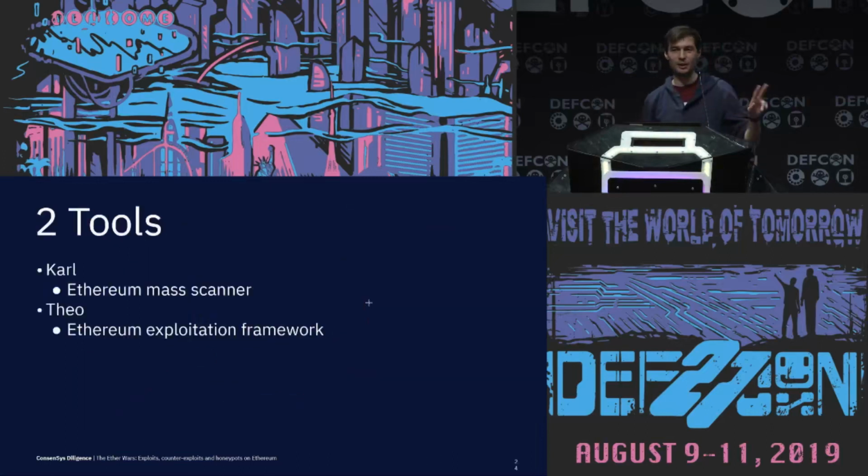So I have 2 tools I'm going to show you. The first one is Karl. Its purpose is to mass scan the Ethereum network and find vulnerable contracts. It will generate local reports that you can reuse then. And the second one is Theo. It's more specific because after you find the vulnerable contract, it will actually enable you to exploit that contract.